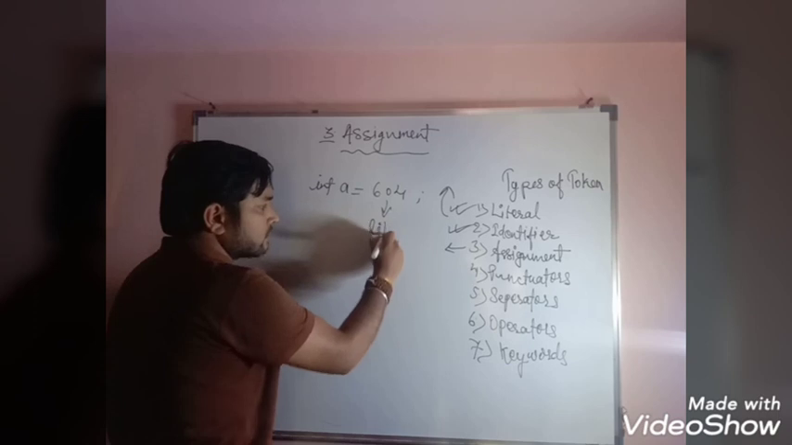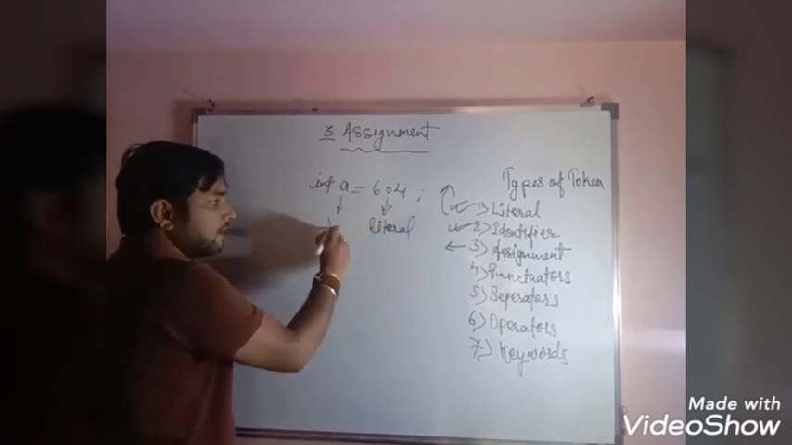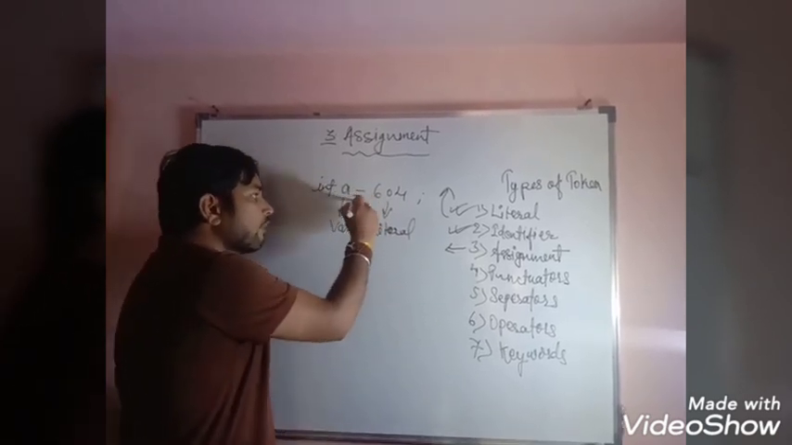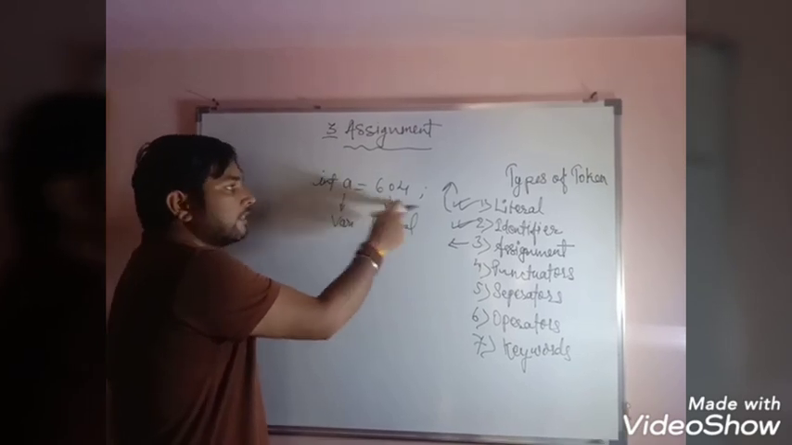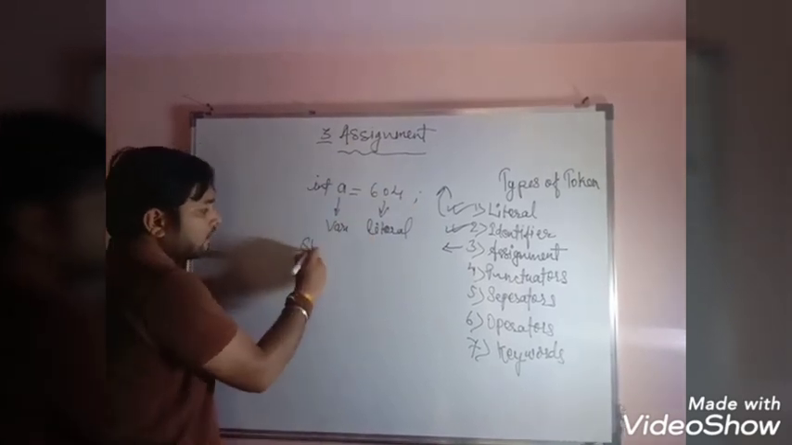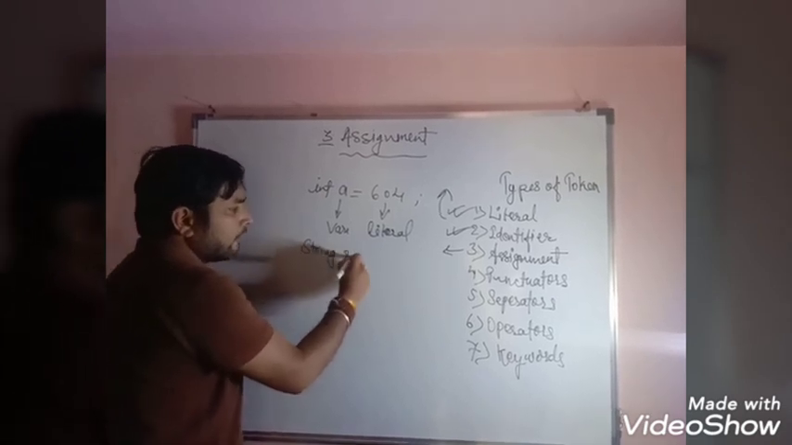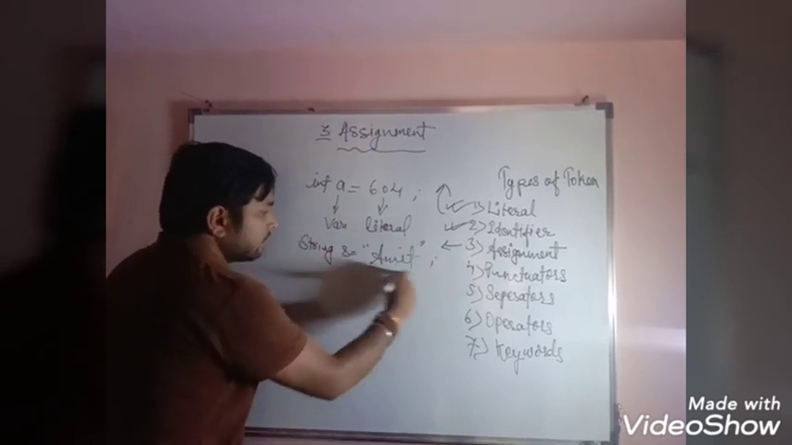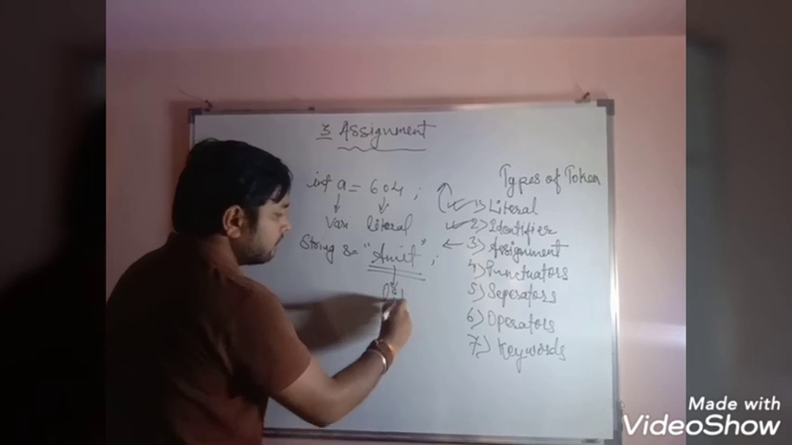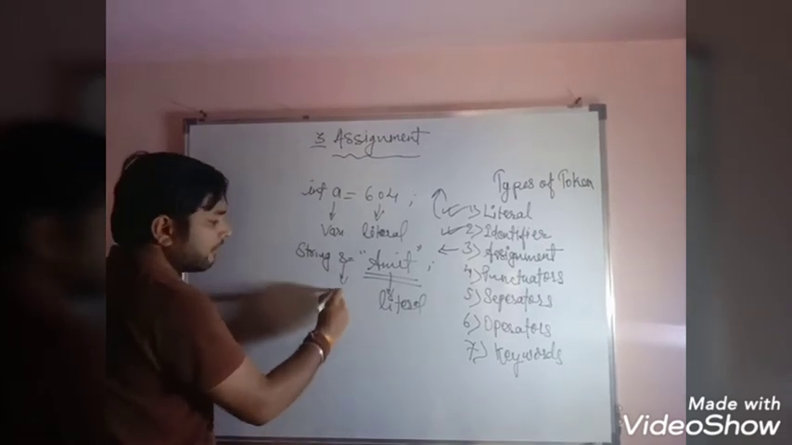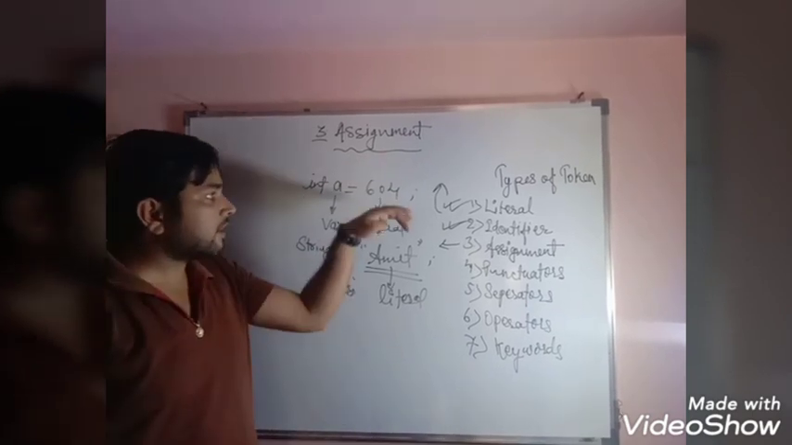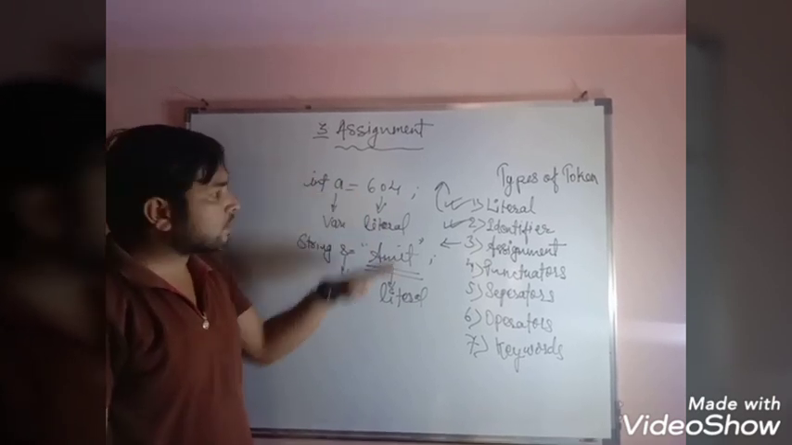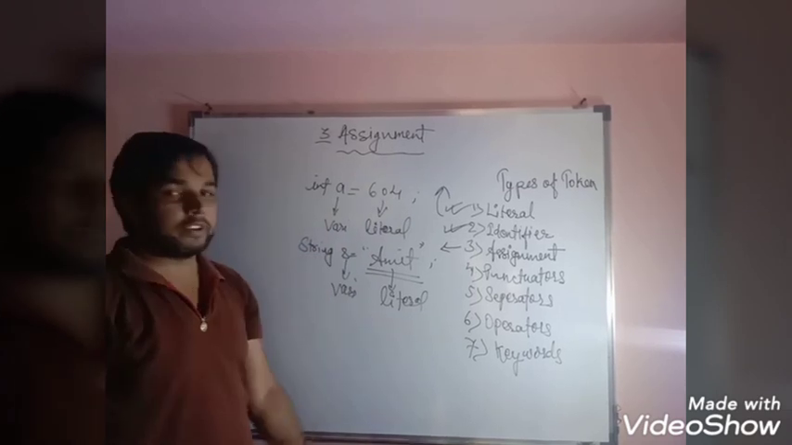604 is a literal or constant. A is the variable. So giving the literal or constant to a variable with the use of equal sign, then it is called assignment. It can be string also. It can be of any data type. If I have written Amit, then this is literal and this is variable. So what is the definition of assignment? Giving the literal to the variable with the use of equal sign is called assignment. So this is called assignment.